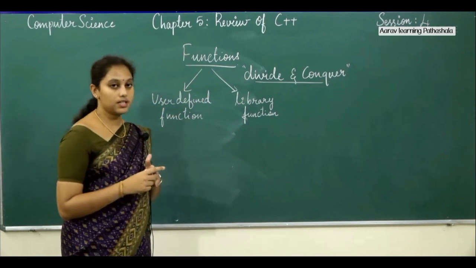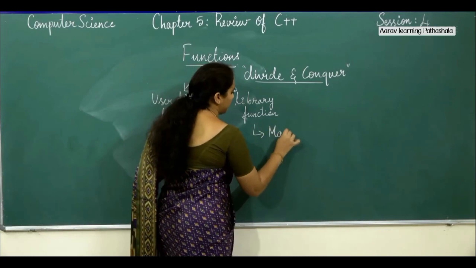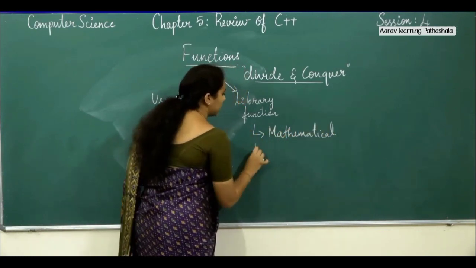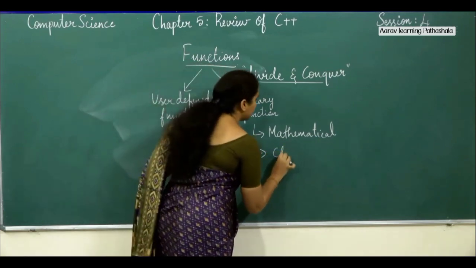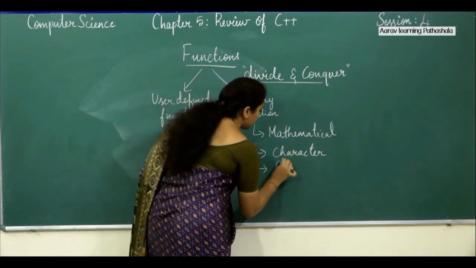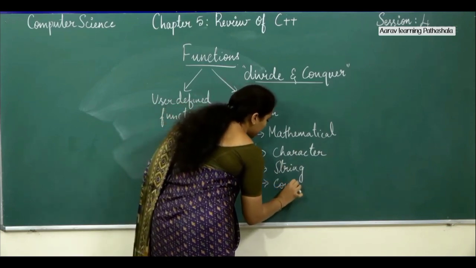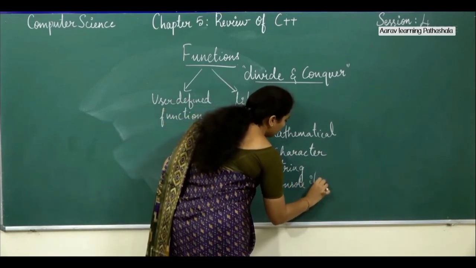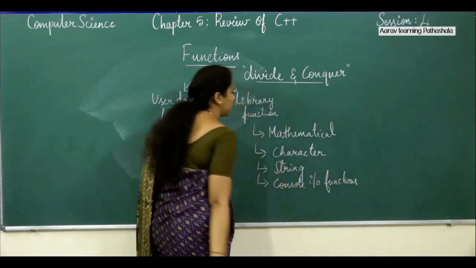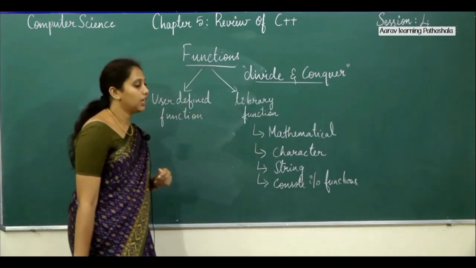In library functions, there are different types. The first one is mathematical functions. Second type is character functions. Third type is string functions. And fourth one is console input-output functions. We have studied in detail about these functions in the previous session itself.